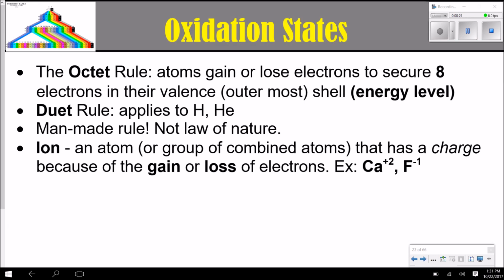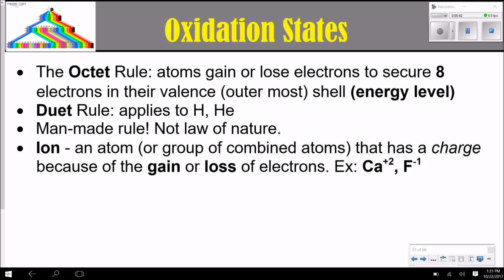The octet rule is a man-made rule. It's not a law of nature, and the octet rule states that atoms are going to gain or lose electrons in order to secure those 8 electrons in their outermost or valence shell or energy level. And again, like I said, it's a man-made rule. It's not a law. There's going to be a lot of exceptions where atoms are going to gain less or gain more than the standard 8.